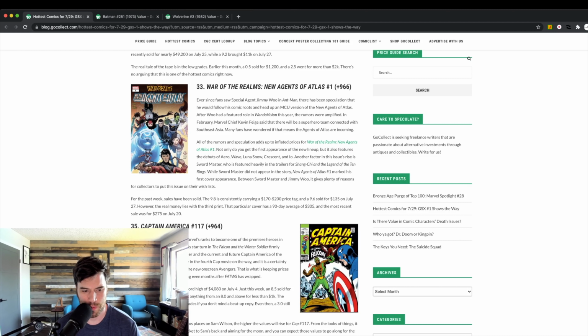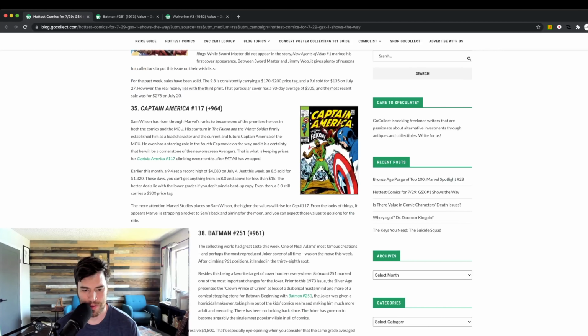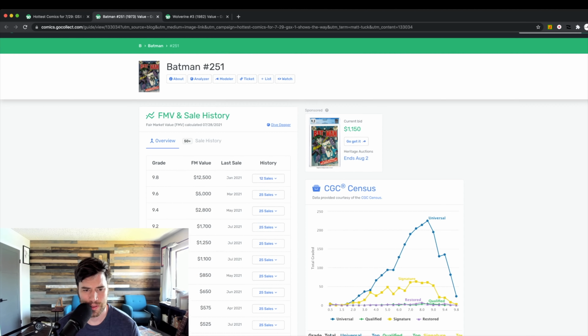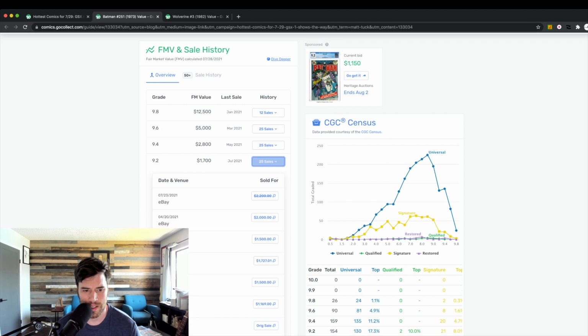Okay. Next up, we got Batman 251. I love this cover. This is a Neal Adams cover. Such a cool cover. It's moved up 961 spots and is now at the 38th spot. So let's look into it a little more. Let's see if we can find some sales data.